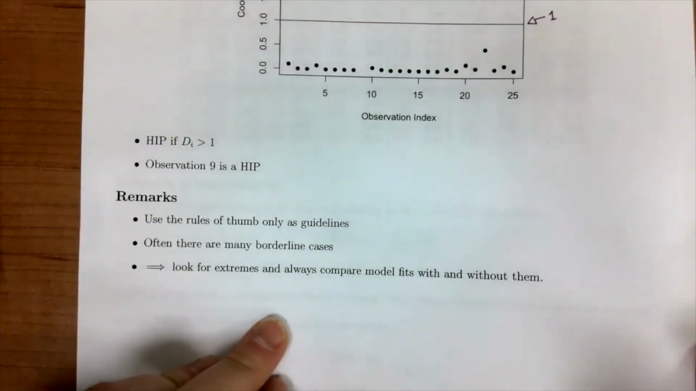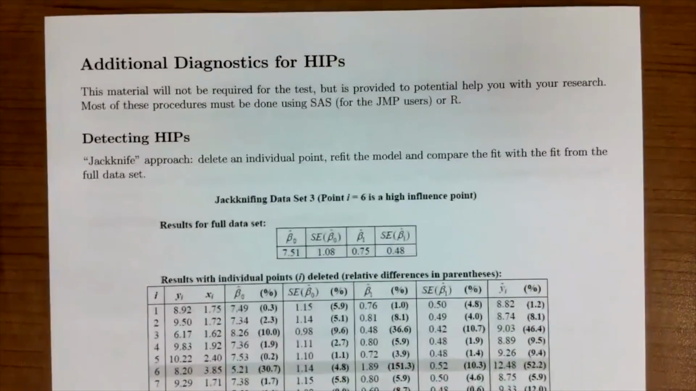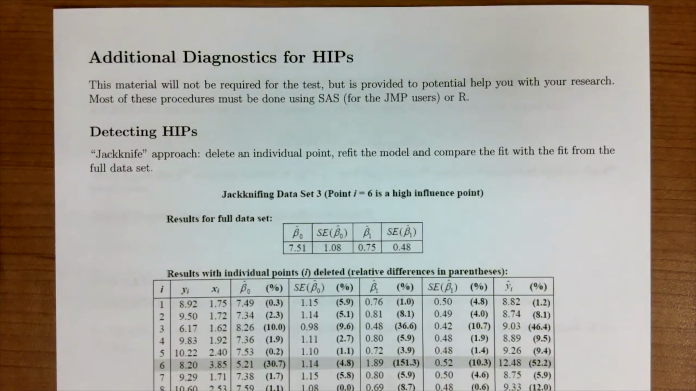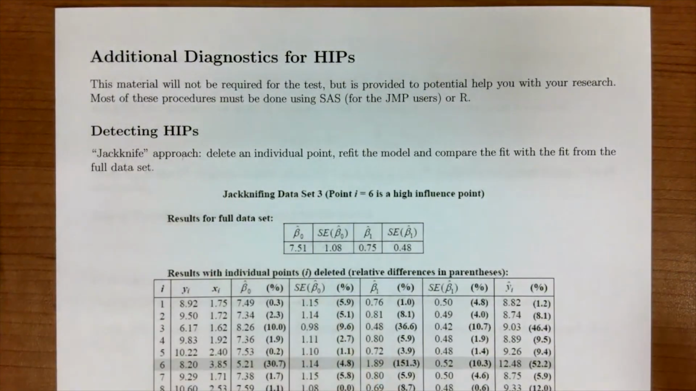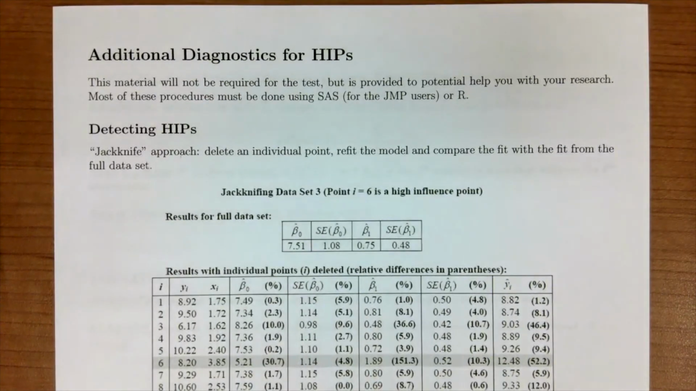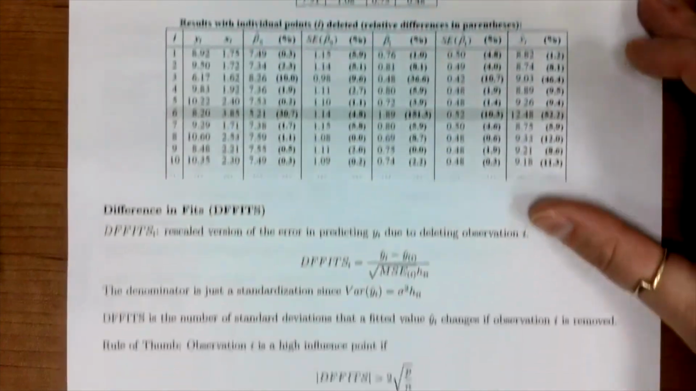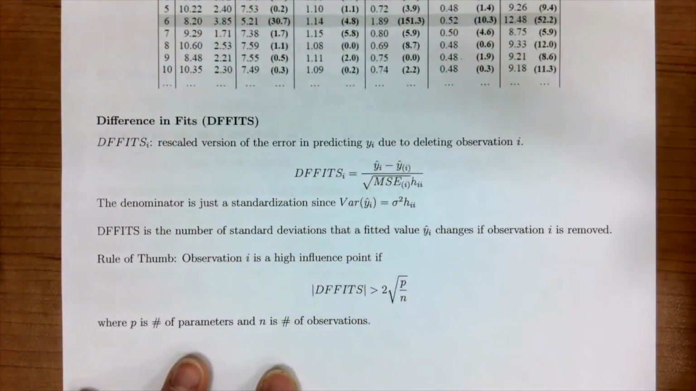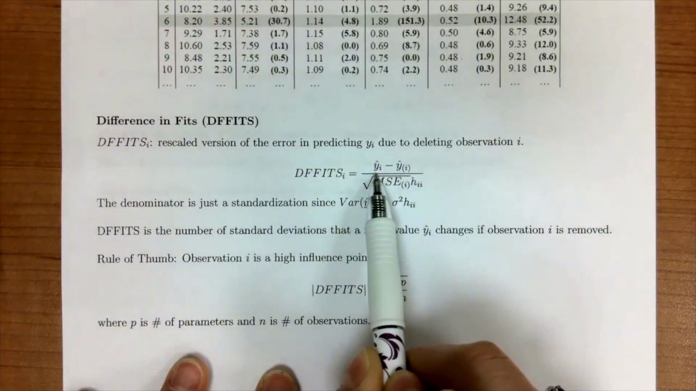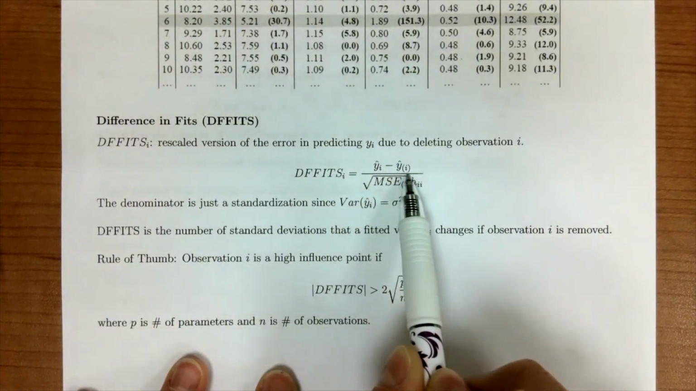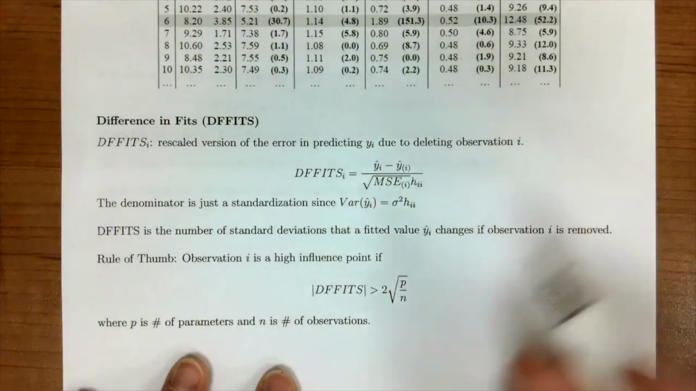Let me quickly go over the additional diagnostics I have for you. Not a lot of this can be done in JMP, I believe. It can be done in SAS or R. But the whole idea is this jackknife approach where you delete an individual observation, refit the model, and then compare the fit with the one deletion against the full data set. So that's what these diagnostics down here, the difference in fit, are doing: you're looking at the difference between your predicted value with the observation in it minus the prediction you would get when you delete that point, and then you standardize and so on.